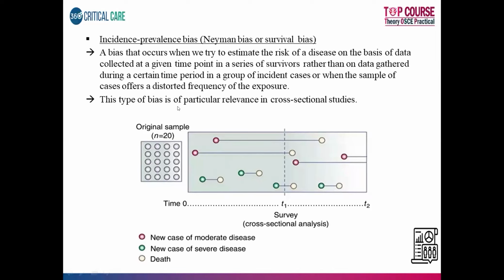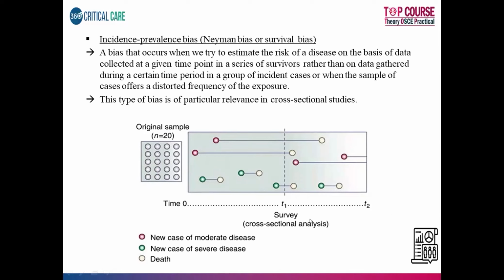Now, an example. When I give the example, I think you will understand this. So you have a cohort of around 20 individuals with a follow-up period from 0 to T2. During this follow-up, the pink ones are the new cases of moderate disease, green are the new cases of severe disease, and the white balls are the deaths occurring during this period of 0 to T2.